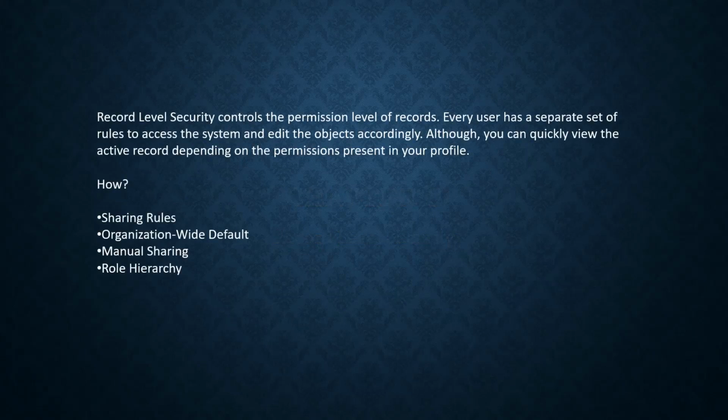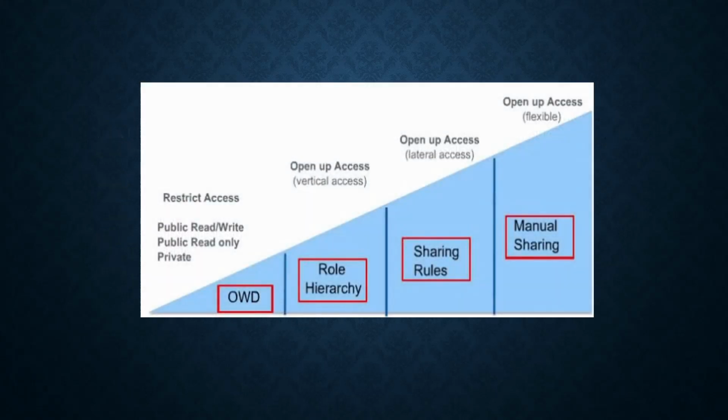How can this be achieved in Salesforce? There are four ways. One is organization wide default, which is called OWD, then the role hierarchy, then sharing rules, and manual sharing. The most restrictive access is the OWD. If I want to give the most restrictive access to all users in the system, irrespective of their profiles and other settings, then the OWD will be used. If I want to open up more access to the users, I'll use the role hierarchy. If I want to open up more access regarding the records in the system, I'll use the sharing rules. If I want to give more flexible access to the users, I'll use manual sharing. Let's discuss all of these one by one.